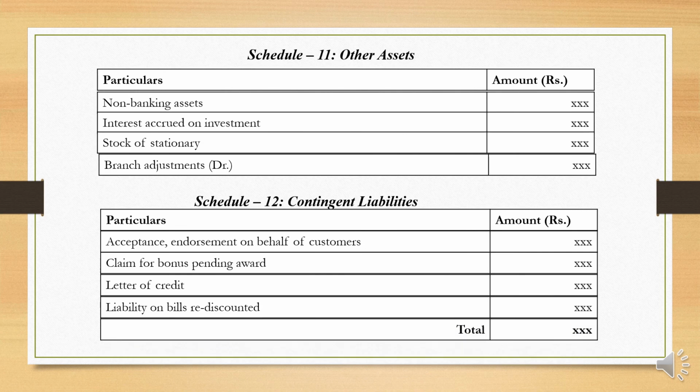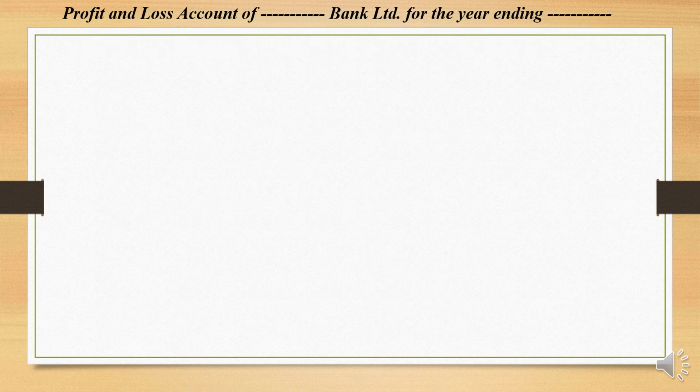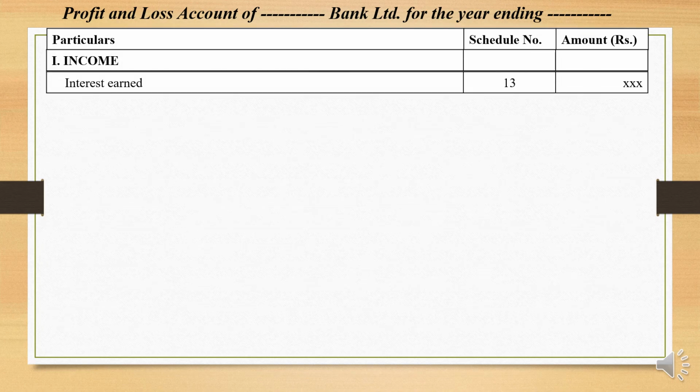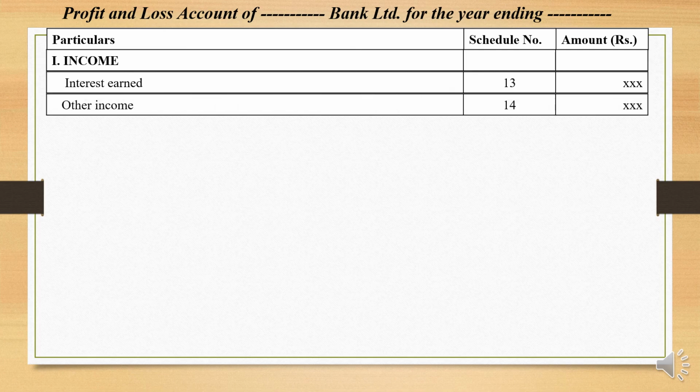So listen and remember all these points so that they will be helpful to you while preparing the vertical balance sheet of the company. Now we'll move on to the profit and loss account, vertical profit and loss account format. This is the format. So here also first we'll write income side. So we'll start from income, interest earned, schedule number 13, then other income, schedule number 14.